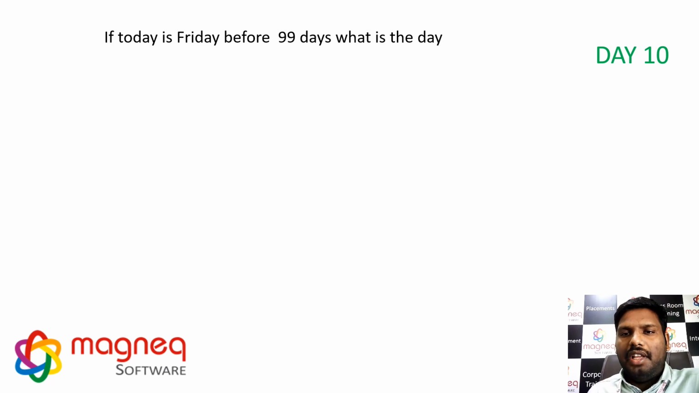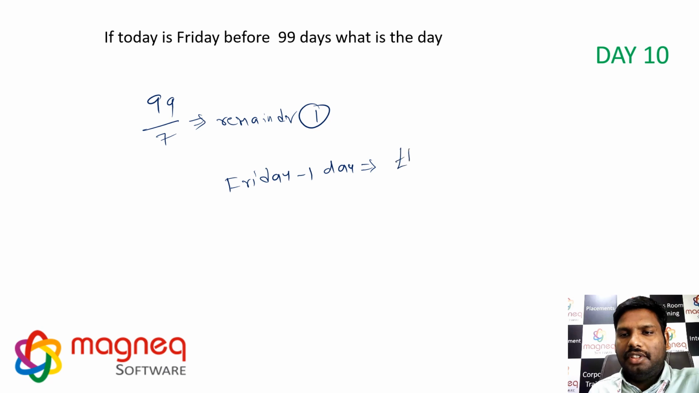If today is Friday, before 99 days, what is the day? So 99 by 7, remainder 1. 1 means minus 1. Friday minus 1 day. Before day, Thursday. So simple. After means addition, before means minus. We have to divide by 7 because every week has 7 days.